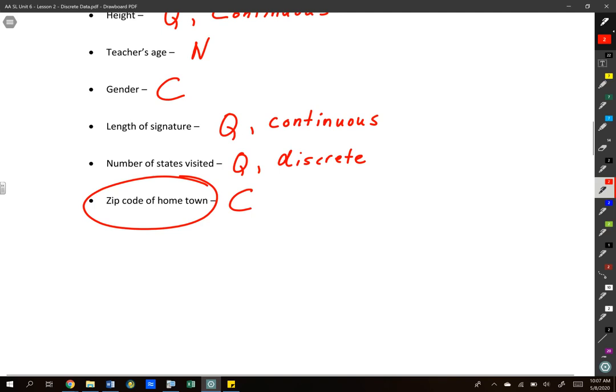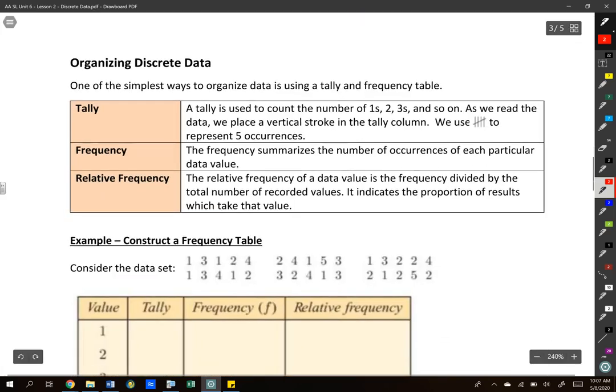All right, moving on. We're going to talk about how to organize data, because if you have a bunch of data just thrown at you and it's not organized, it's going to be very difficult to understand it and to make assumptions about the data. So one of the most important things we do in statistics is organize data. Now, one of the simplest ways to organize data is using a tally and a frequency table, and I'll show you how to do that.